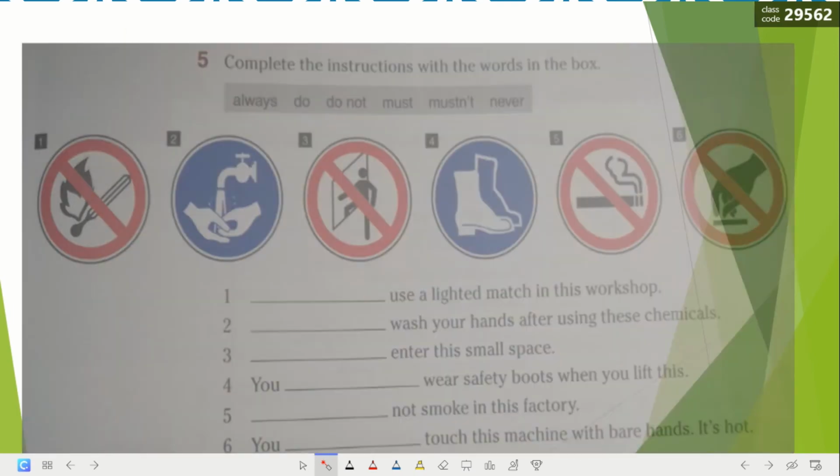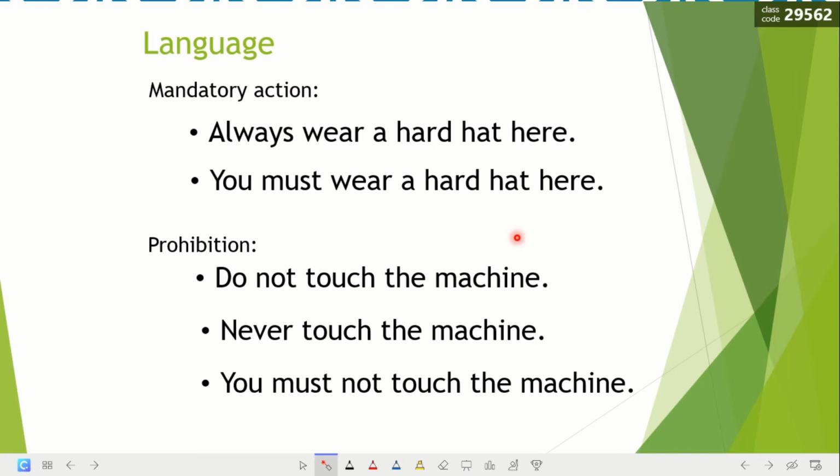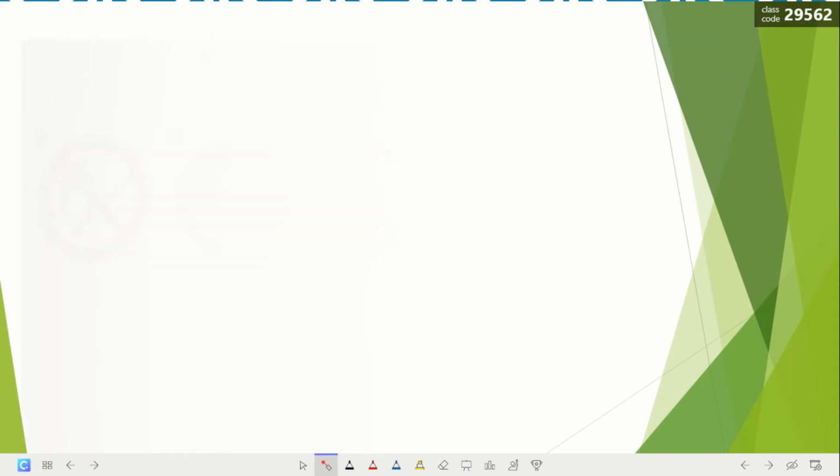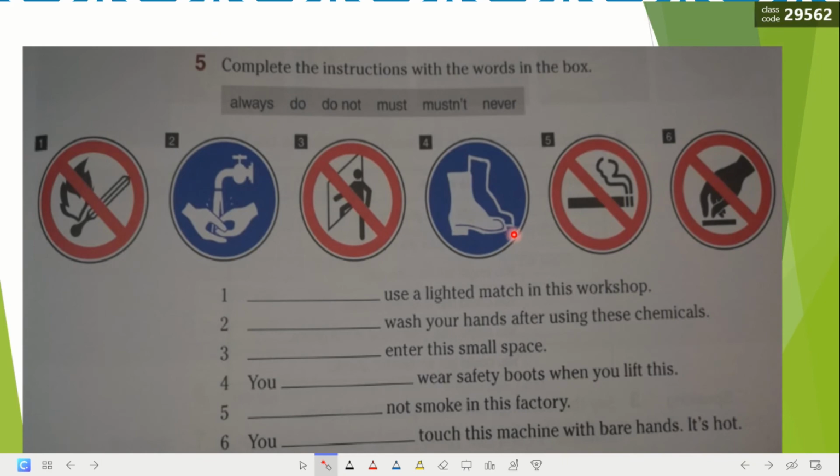Okay, now let's go to exercise 5 to complete the instruction with the words in the box. We have words always, do not, must, mustn't, and never. And here we have 1, 2, 3, 4, 5, and 6 pictures. Number 1, use a lighted match in this workshop. This is prohibition, so we can use never or do not. Whatever you use is correct.